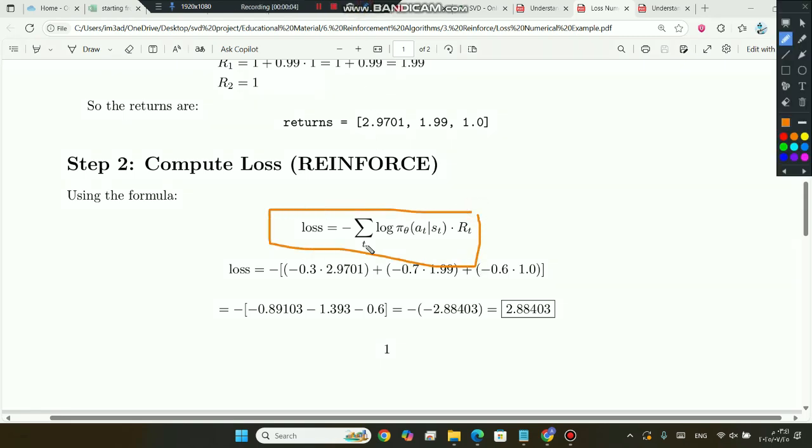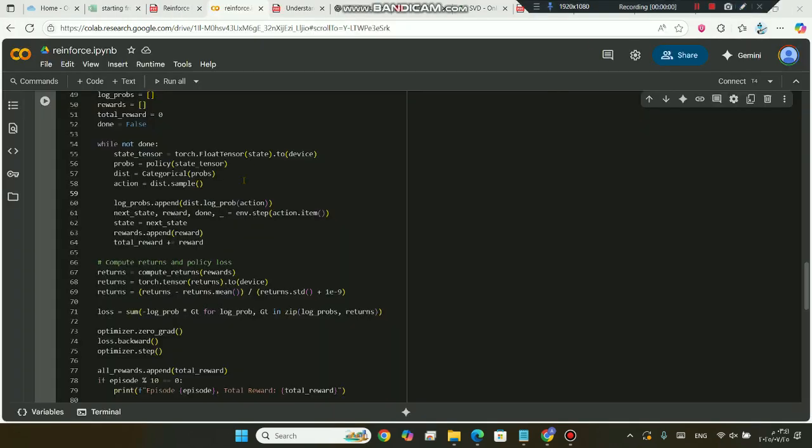The log probability times the return. They call it the return, at all the time steps. So this is the summation that we're actually talking about.